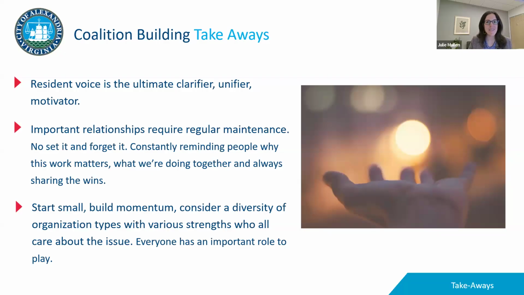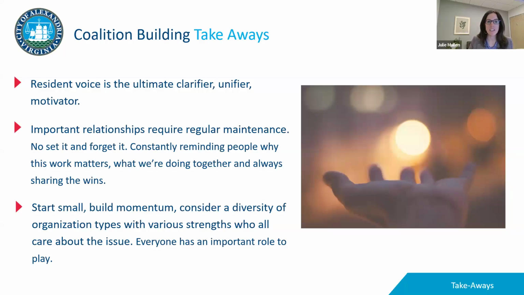So important relationships require regular maintenance. We all know this from the people closest to us, from our families, and it's no different for coalitions. There's no set it and forget it. We're constantly trying to remind people why this work matters, what we're doing together, and really making the case for everybody continuing to come to the table.